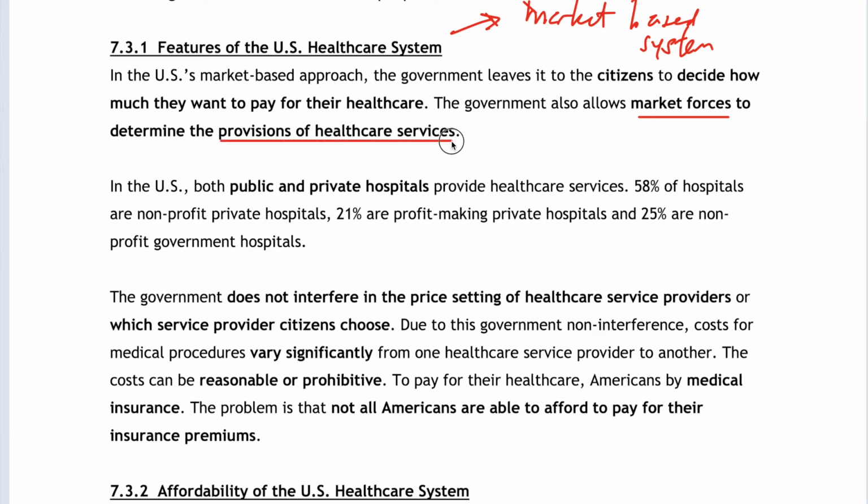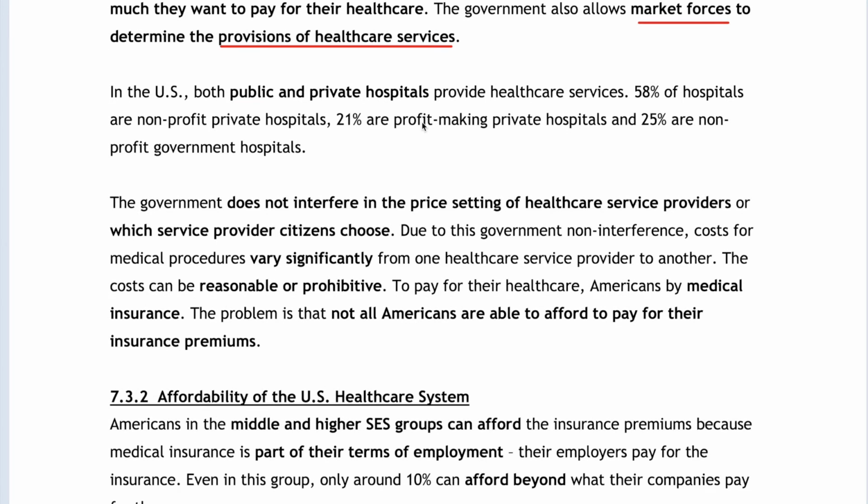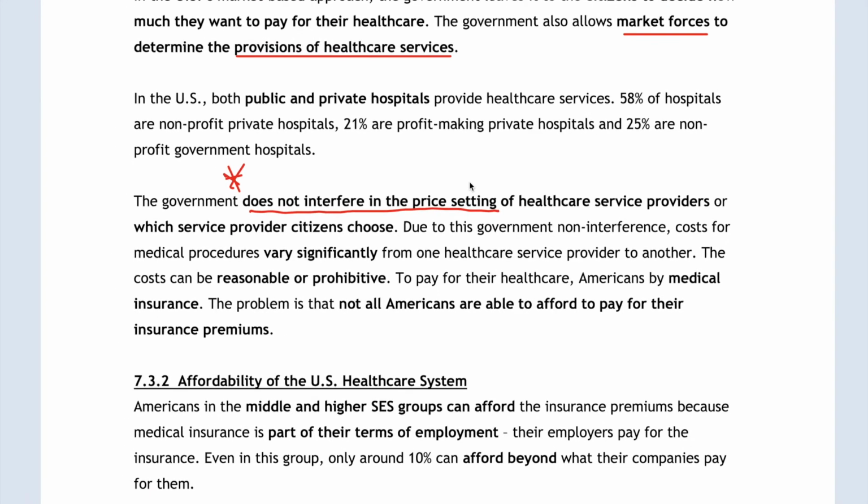There are both public and private hospitals, but a majority are non-profit private hospitals. A significant part is still profit making private hospitals, and the rest are government hospitals. In the US, the government does not interfere with price setting. It is really up to the healthcare service providers to determine the prices of certain procedures, treatments, or other items that are part of a medical bill.